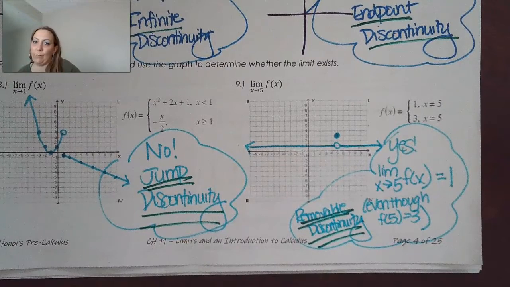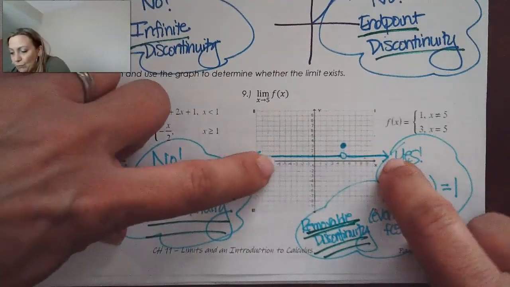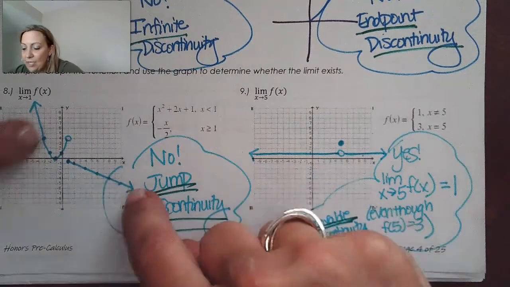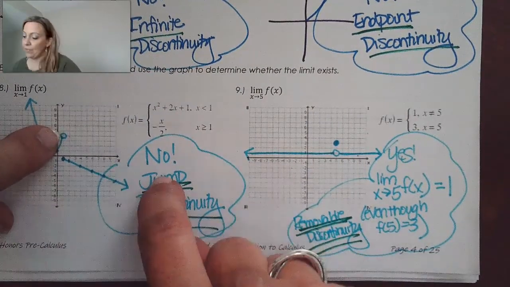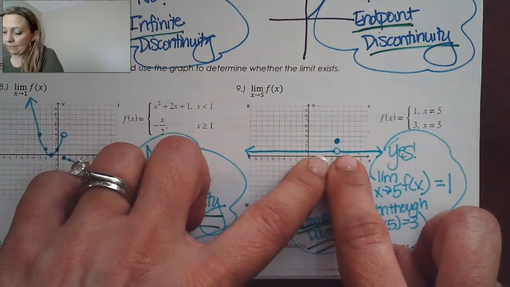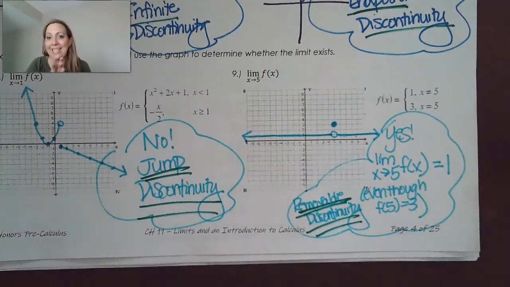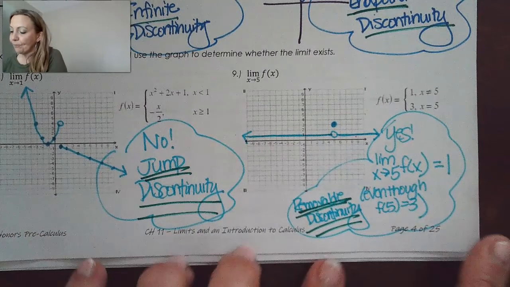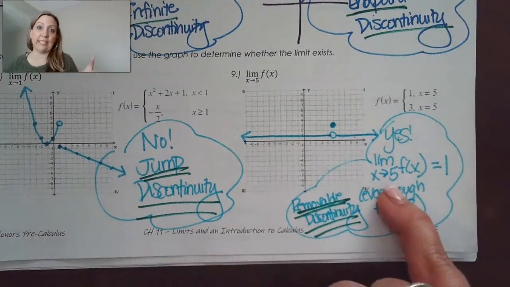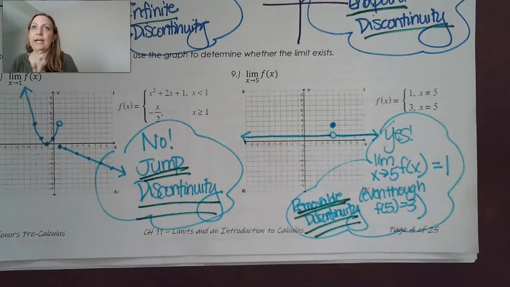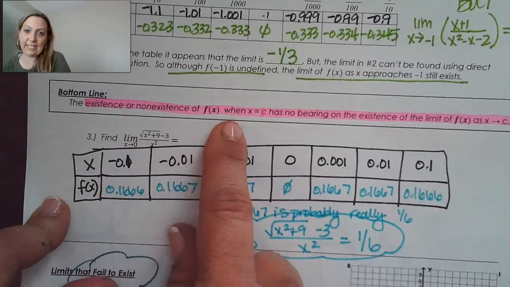And you might say, well, we're jumping here, but we're not. Again, this is approaching the same value from both sides. Here we were approaching different values. That's the jump. So here, because we're approaching 1 from both sides, that's the limit as x approaches 5. And so now we've seen cases where the limit as x approaches c is the same as f of c, and when it's different, and even sometimes when f of c doesn't exist. So again, we go back to this idea that the existence or non-existence of f of c has no bearing on the limit as x approaches c. Okay.